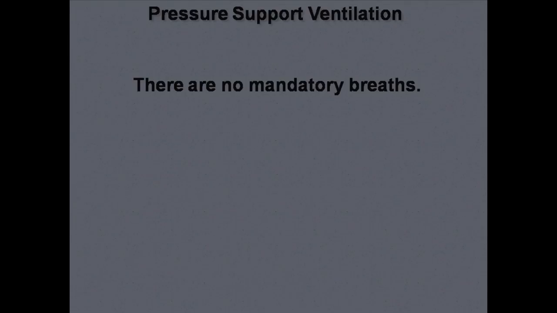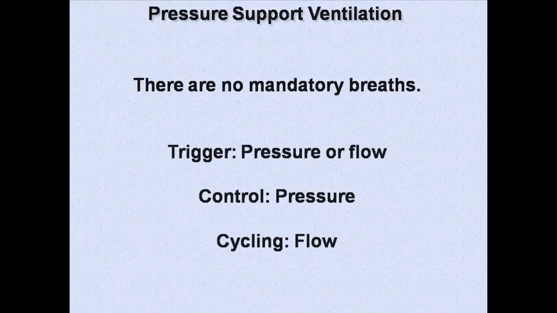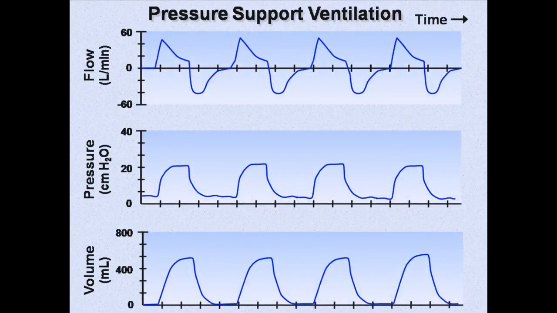The final mode I will discuss in any detail is pressure support ventilation. In pressure support ventilation, there are no mandatory breaths. Thus, every breath must be triggered by the patient by pressure or flow. It is pressure controlled and flow cycled. In this example, the pressure support is set at approximately 15 centimeters of water. Remember that the pressure support will be equal to the maximum inspiratory pressure minus the PEEP, which in all these examples has been set at 5.